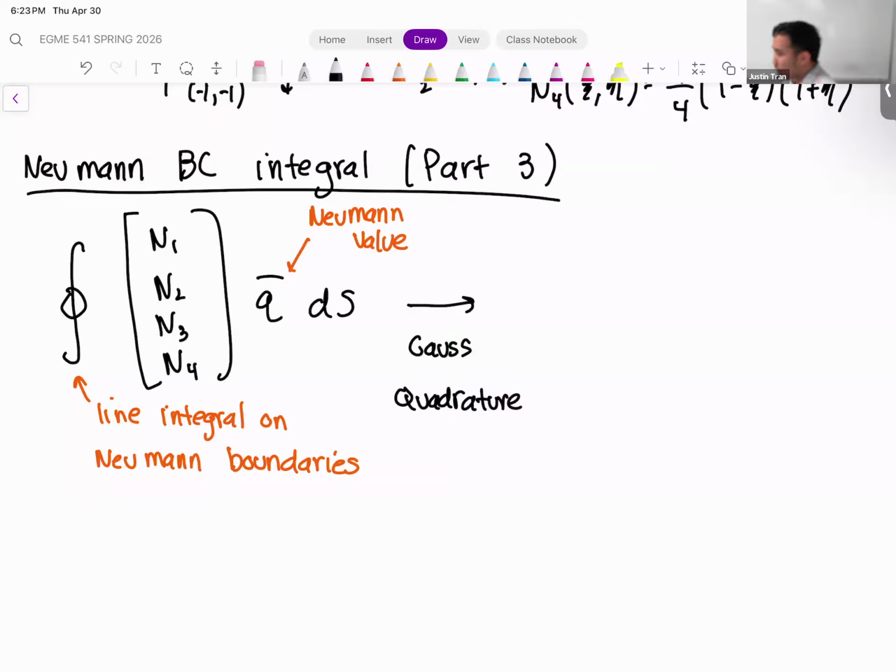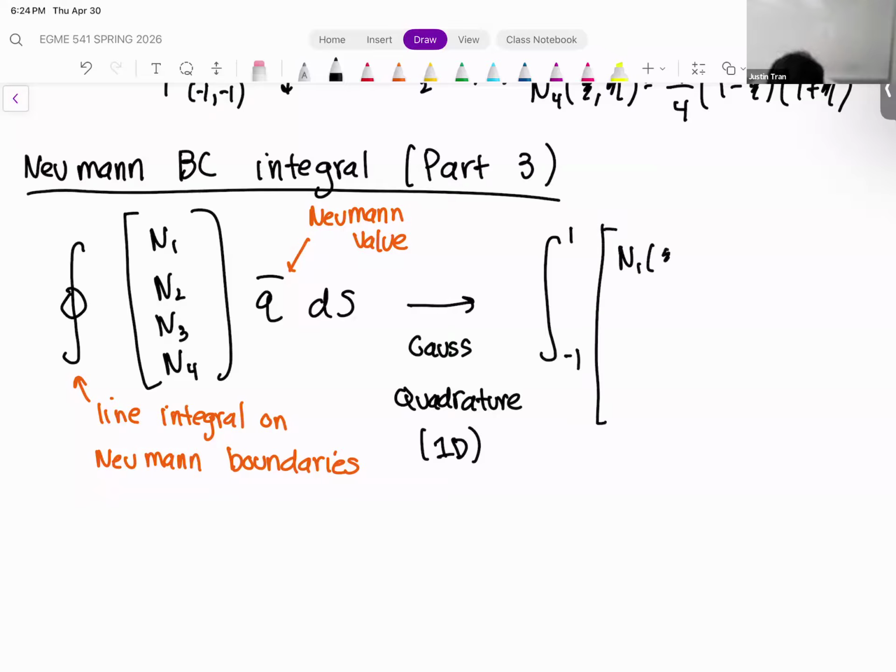The good news about the Neumann boundary condition is that we're no longer doing a double integral. This is a one-dimensional integral, right? A line integral is just a 1D integral, so the Gauss quadrature we're going to do is also 1D. We do have to do a change of variables because this integral is not within -1 to 1, but the change of variables is actually quite simple.